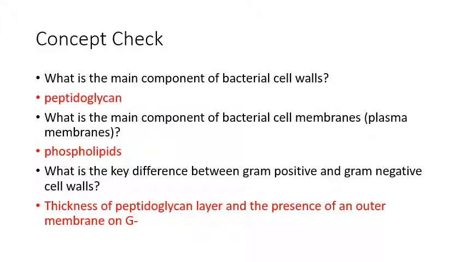All right, so here's your answer. The main component of bacterial cell walls is peptidoglycan. The component of the membranes is phospholipids, and that's going to be true for bacterial cells and every cell on the planet. The cell membrane or plasma membrane is always phospholipids. The cell wall for bacteria is peptidoglycan. The main difference between a gram-positive and gram-negative cell wall has to do with the thickness of the layer of peptidoglycan. Gram-positives have a very thick layer of peptidoglycan. Gram-negatives have a thinner layer of peptidoglycan, and then they also have an outer membrane surrounding that.